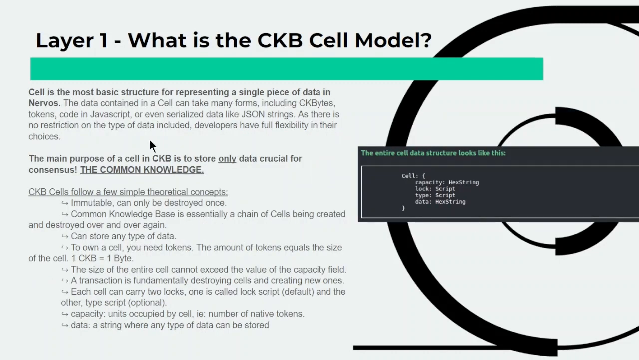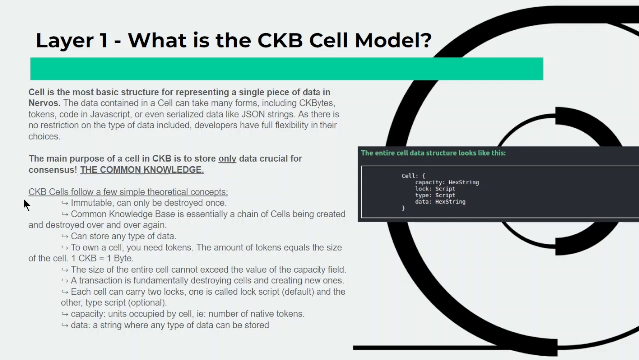Then moving on to another unique feature of layer 1 is what we have called the CKB cell model. So this can go very deep, but what you want to know right now is that the CKB cell is the most basic structure for representing a single piece of data in Nervos. The data contained in a cell can take many forms, including CK bytes, tokens, code in JavaScript, or even serialized data like JSON strings. As there is no restriction on the type of data included, developers have full flexibility in their choices. The main purpose of a cell in CKB is to store only the data crucial for consensus. That's where the common knowledge comes in.